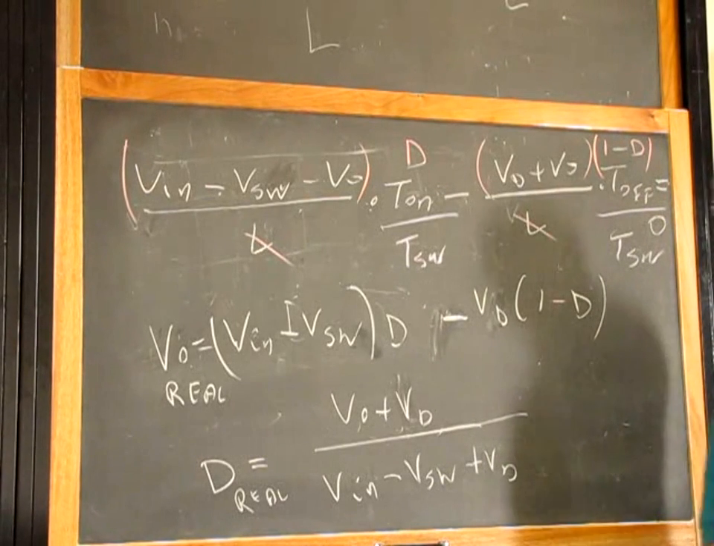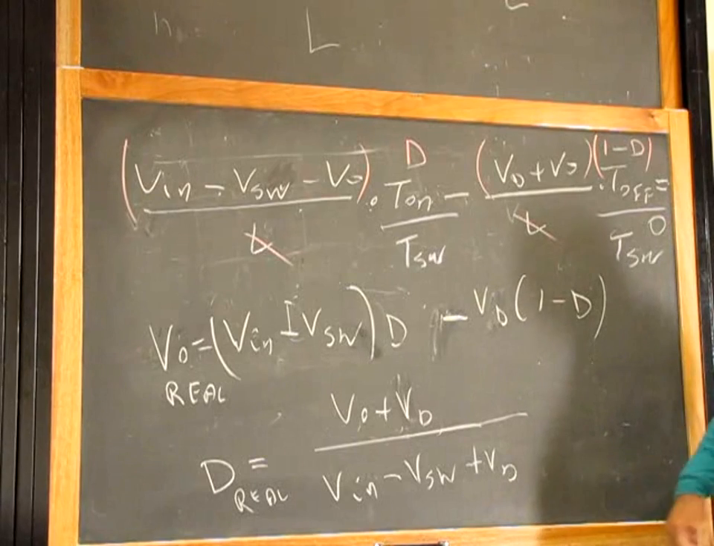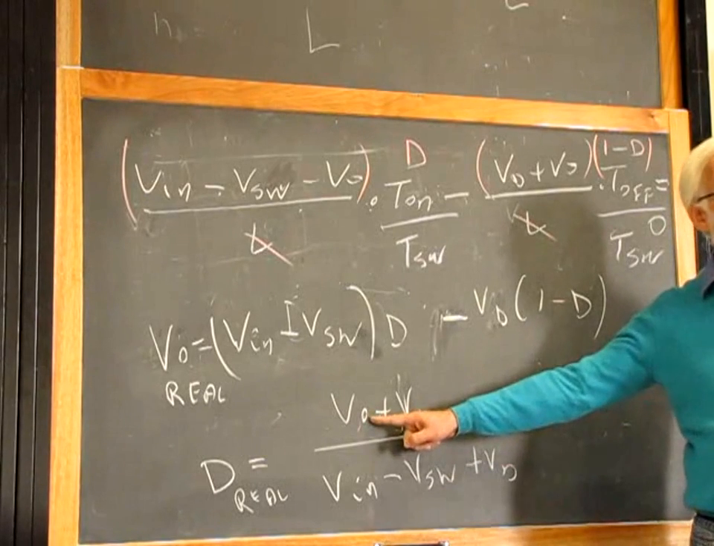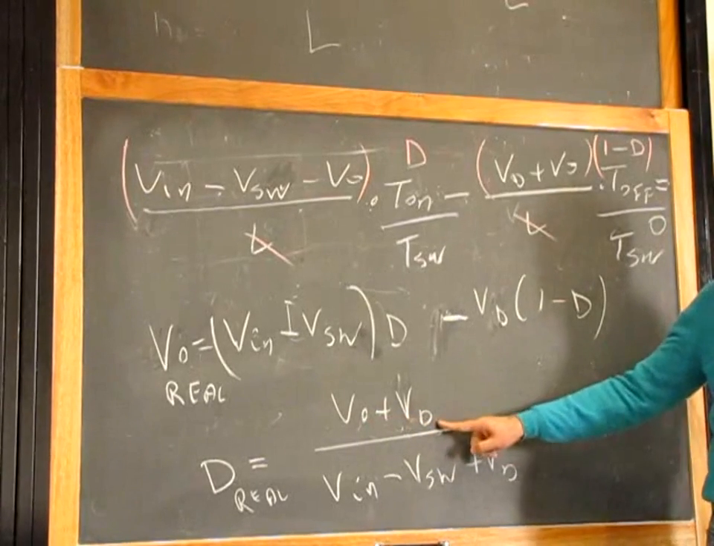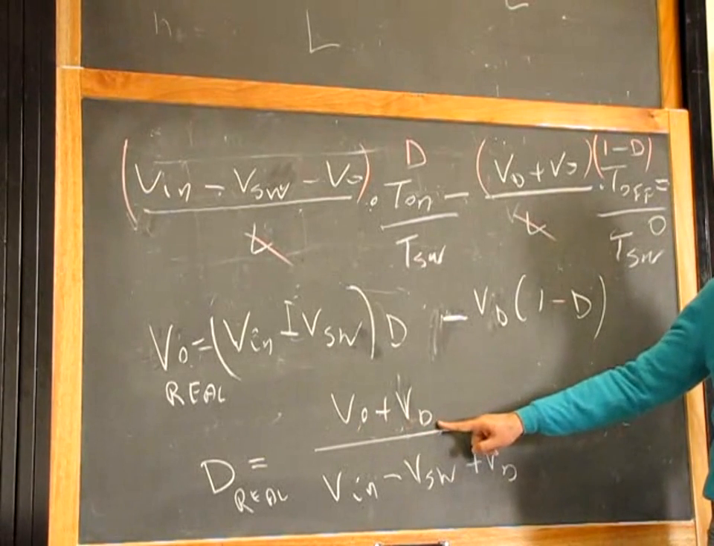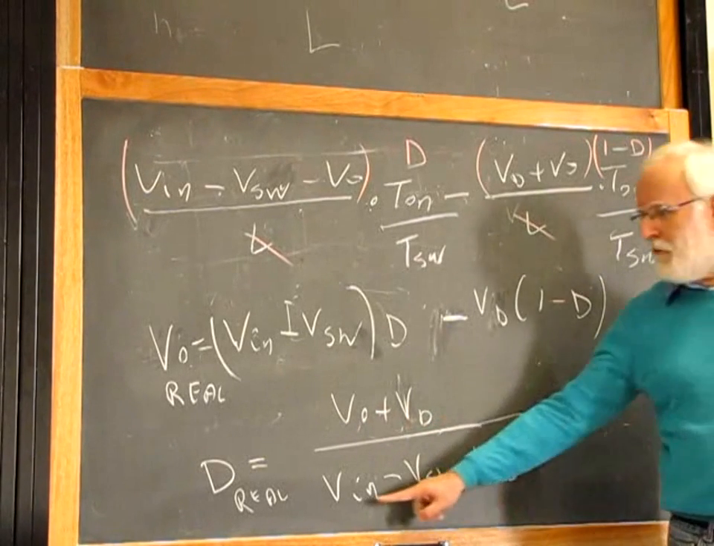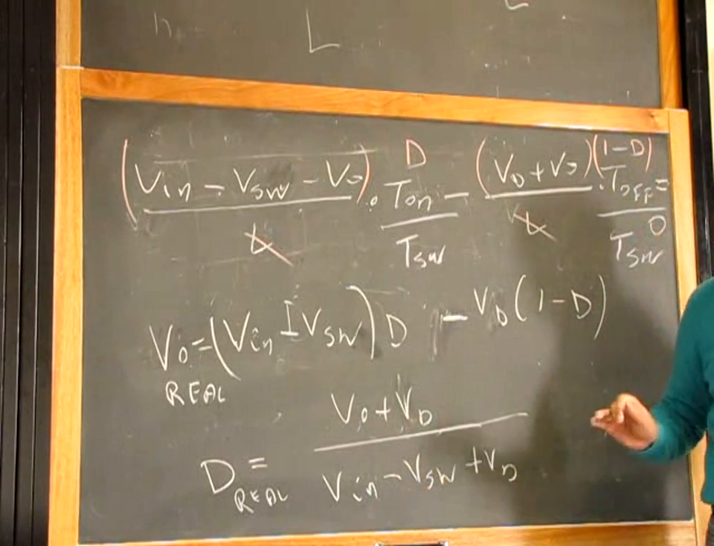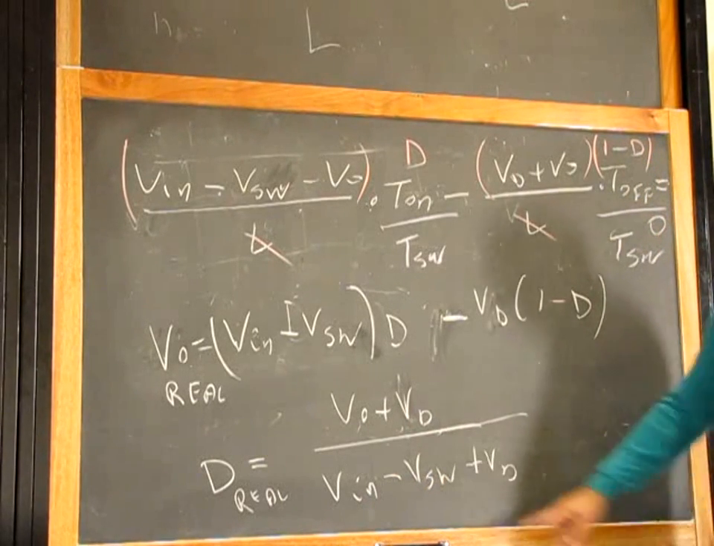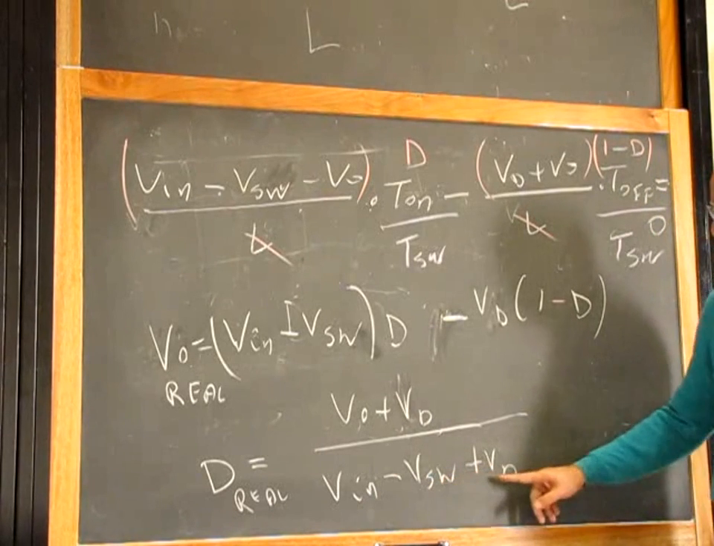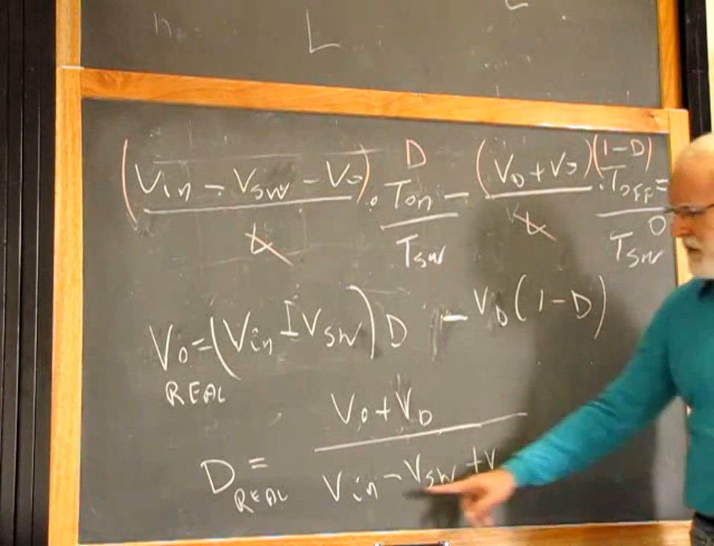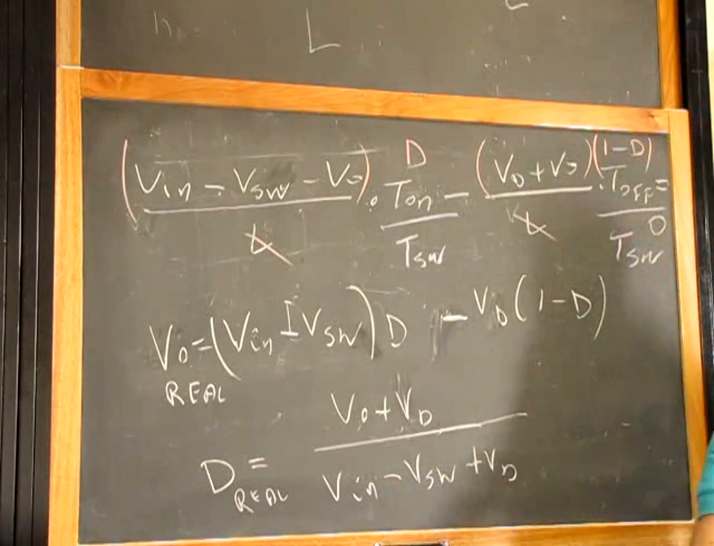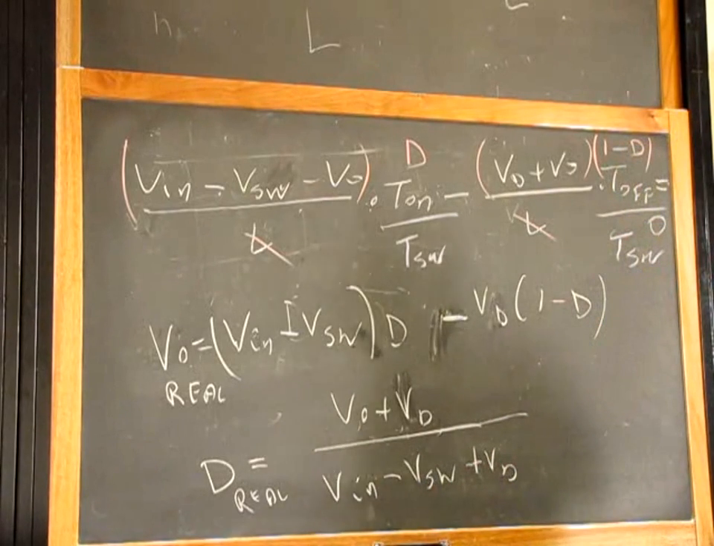And please observe that if V0 is far larger than Vd, you can say I don't worry too much about this. If the input voltage is larger than the switch drop Vd, there's a sort of cancellation, so it could be a little bit better. If those voltages are small compared to V, that's okay.